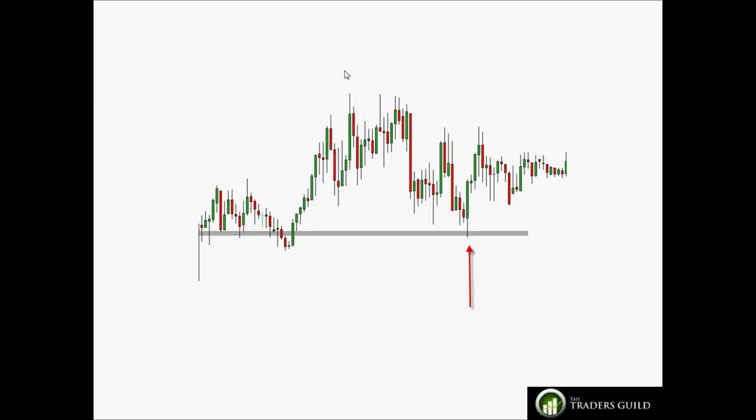So now I'm looking at bar patterns. I look at two types of bar patterns. I prefer chart patterns over bar patterns most of the time.